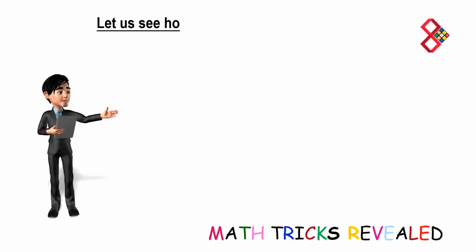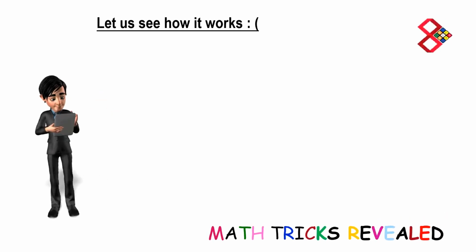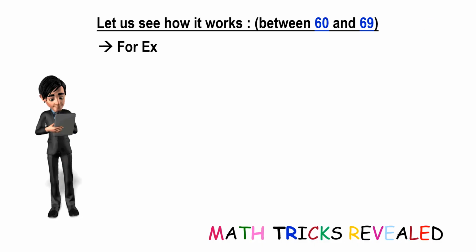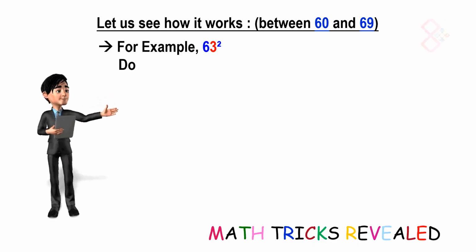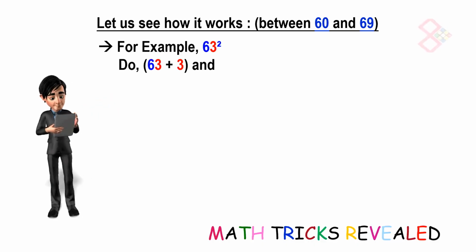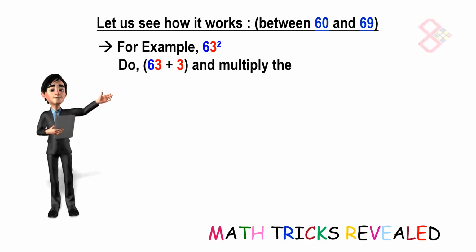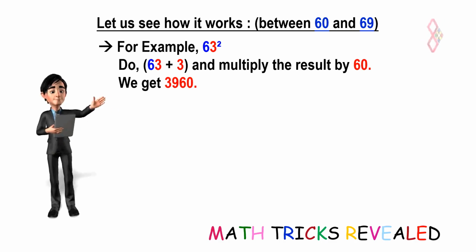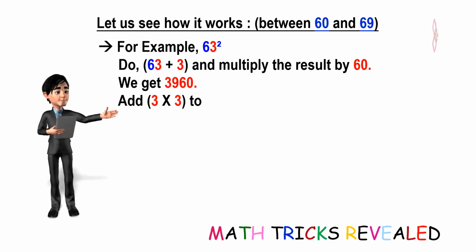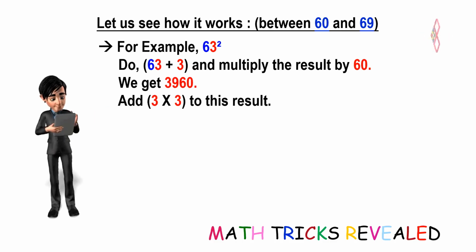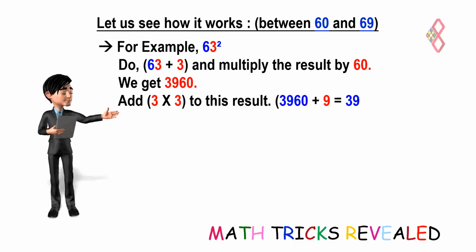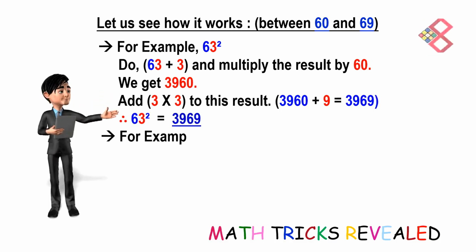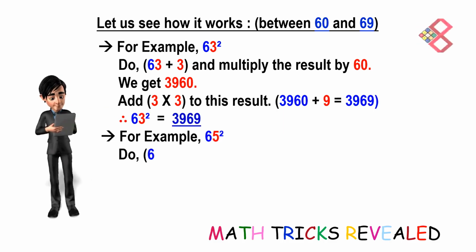Now let us see how to square numbers between 60 and 69. For example, we take 63 squared, do 63 plus 3 and multiply the result by 60. We get 3960. Add 3 times 3 to this result. We get 3960 plus 9, 3969. So 63 squared is equal to 3969.